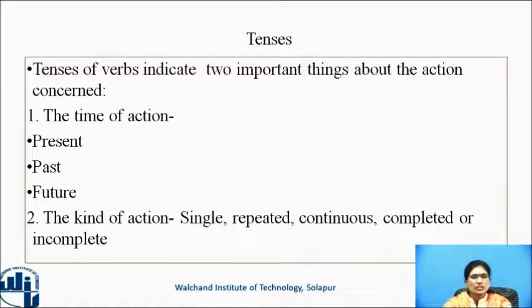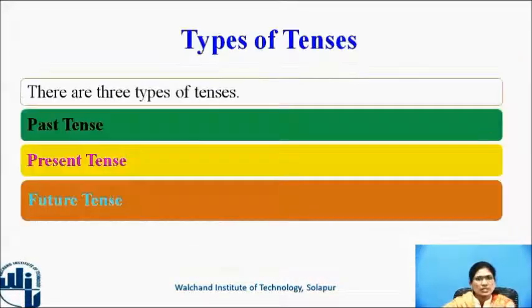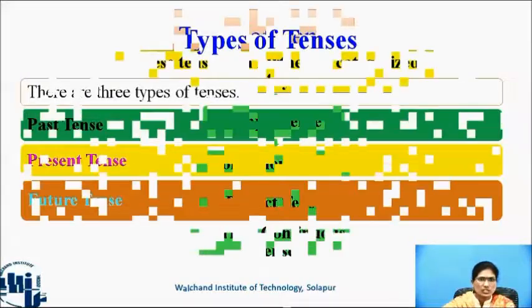Tenses of verbs indicate two important things about the action concerned: the time of action and the kind of action. Present, past, future are the time of action, whereas the kind of action includes single, repeated, continuous, completed or incomplete. There are three types of tenses: past tense, present tense and future tense.